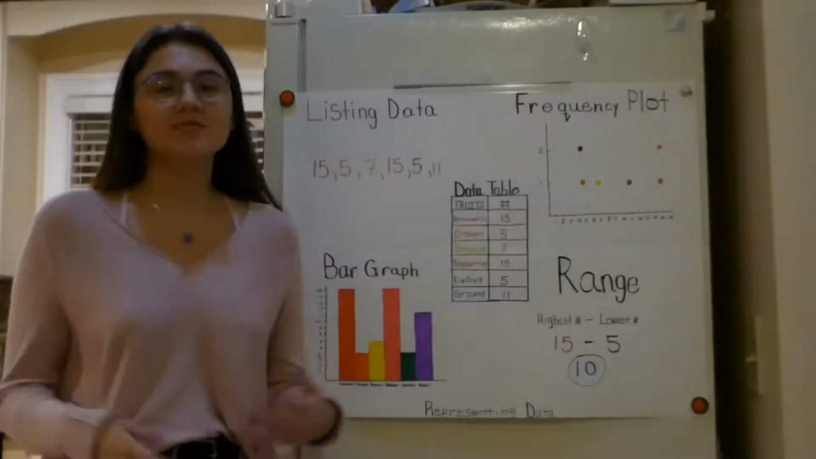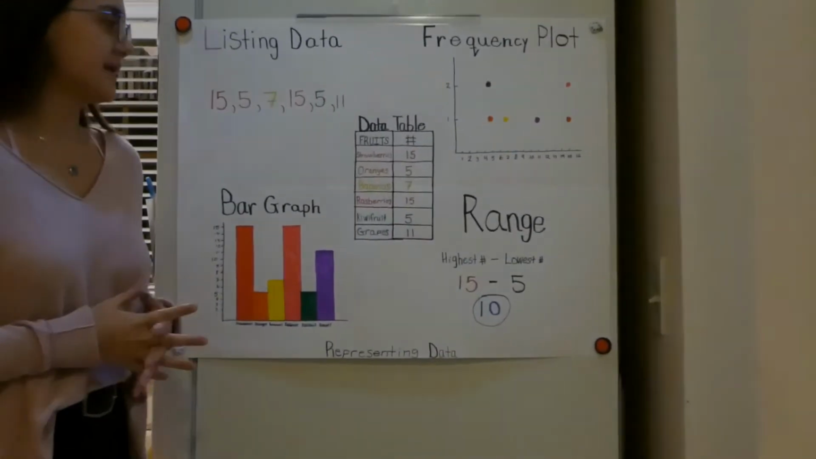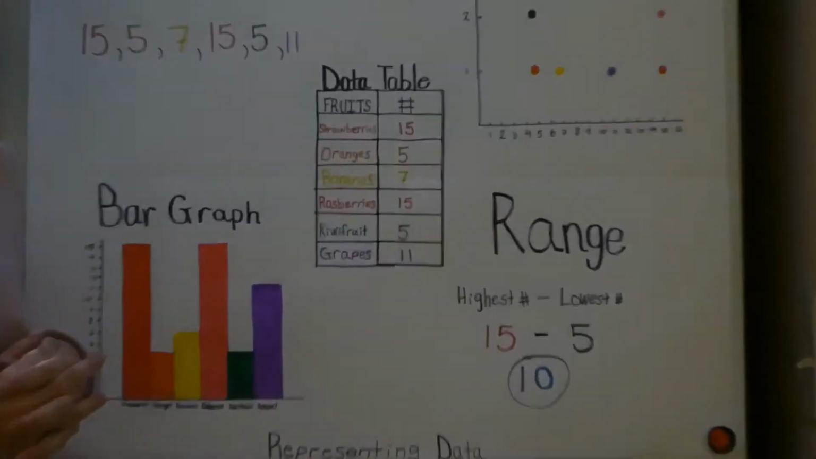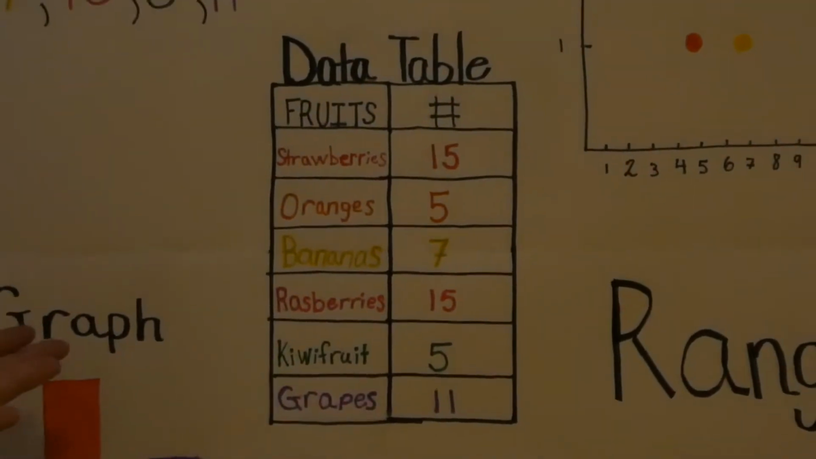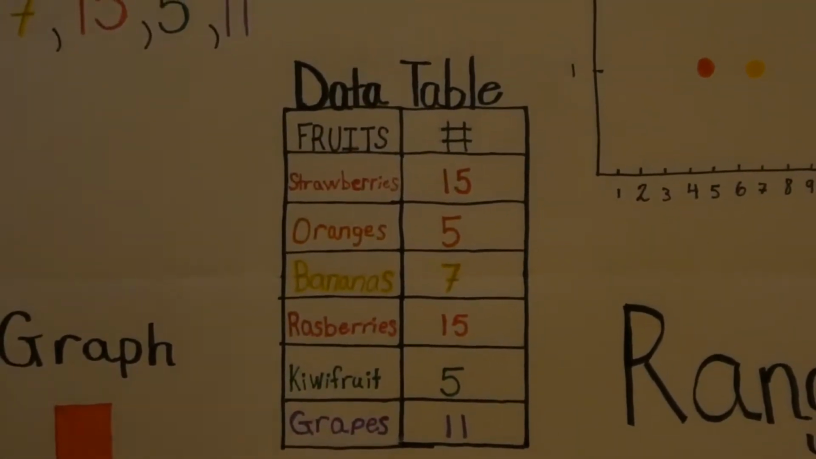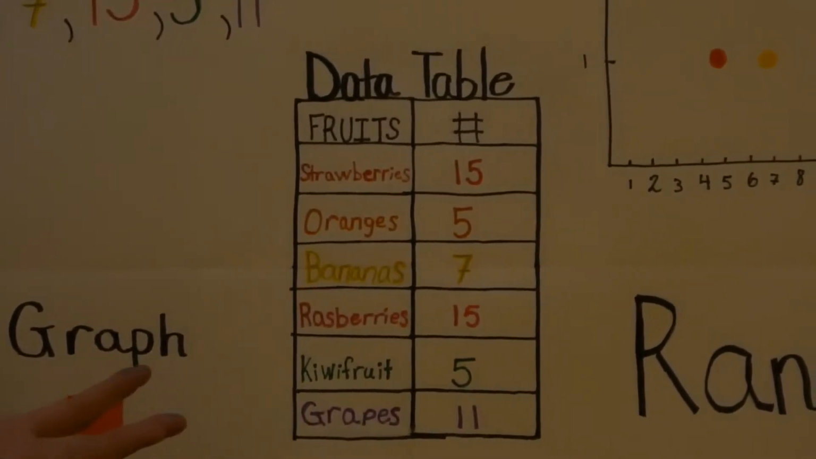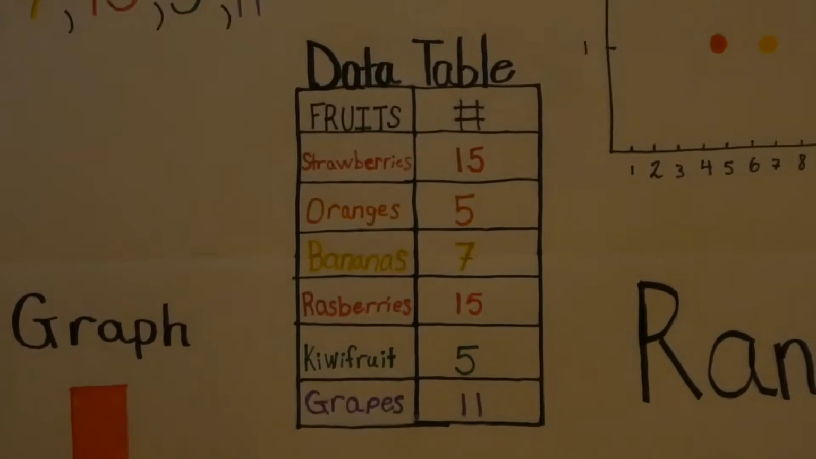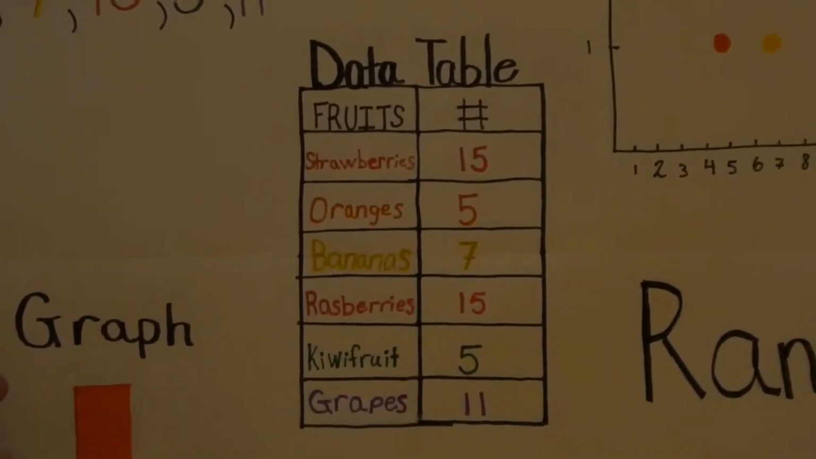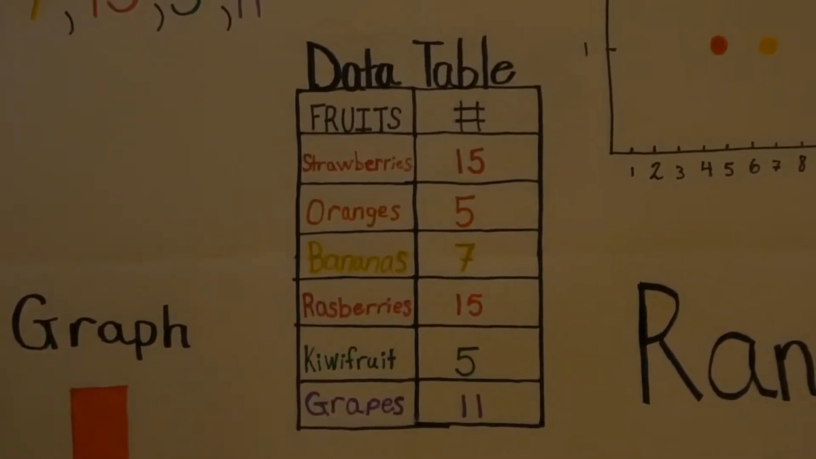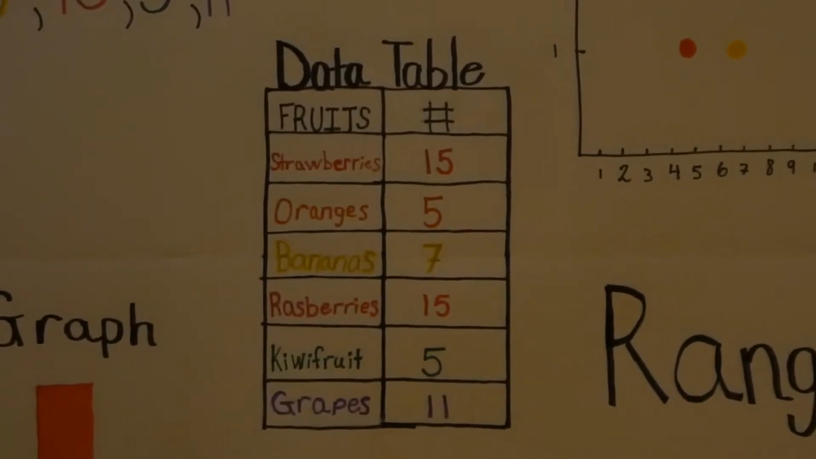So let's get started. Let's begin with the data table. In the data table, we have our data well organized in two different parts. The first part is fruits, and the second part are the number of the fruits. So my data is representing how many of each fruit I have in my kitchen. So in my fruit section, we have strawberries, oranges, bananas, raspberries, kiwi fruits, and grapes.